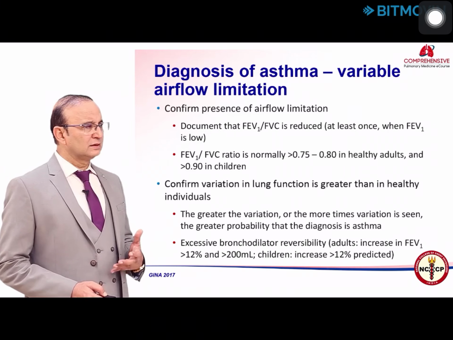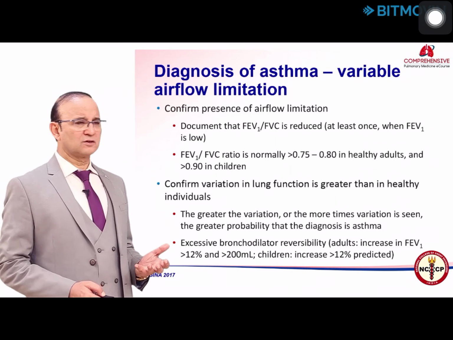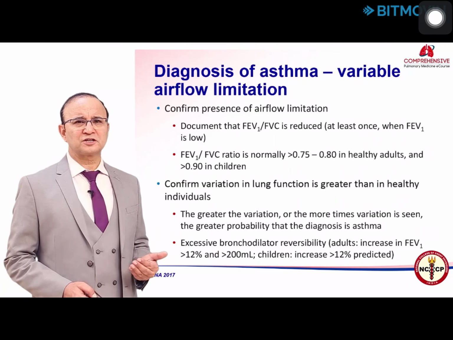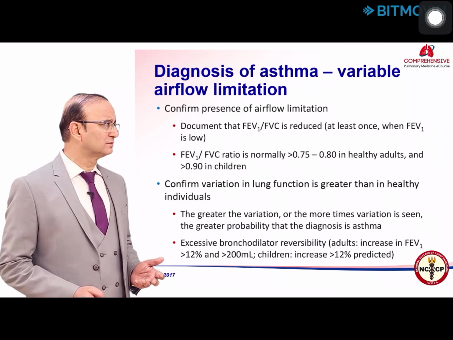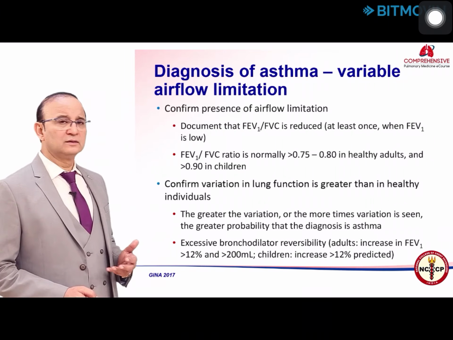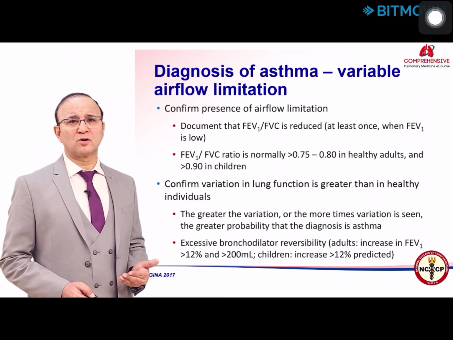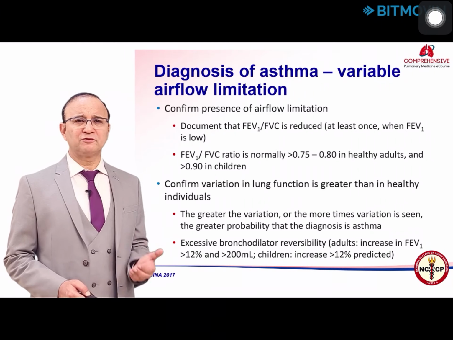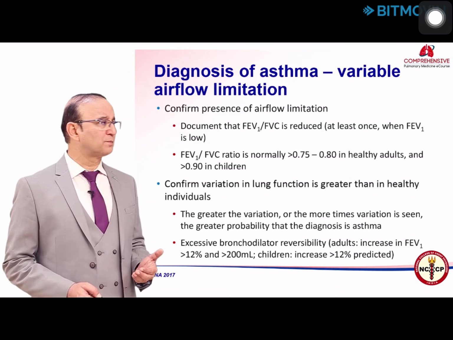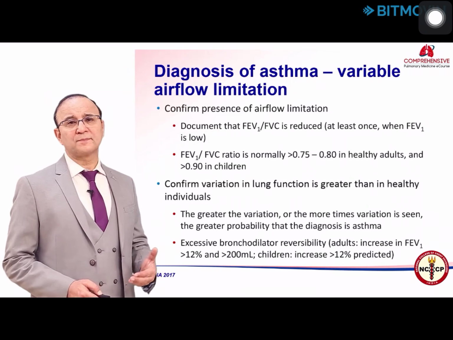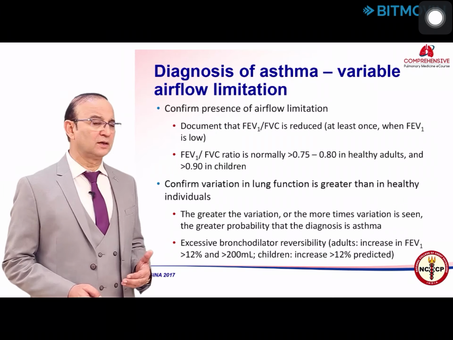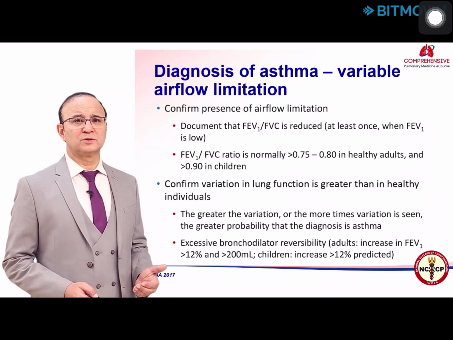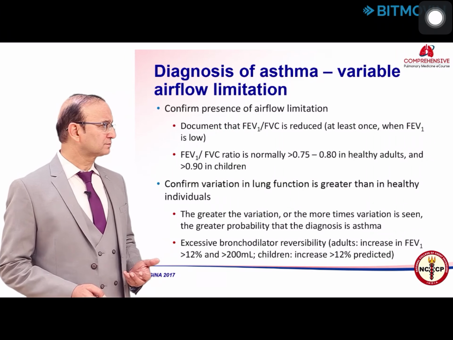Then confirm the variation in the lung function. The greater the variation in the lung function, the more sure you are that this is asthma. Then you have to give a bronchodilator and see the reversibility. An FEV1 reversibility of 12% and/or an absolute value increase of 200 ml, then you say that it is a reversible FEV1.